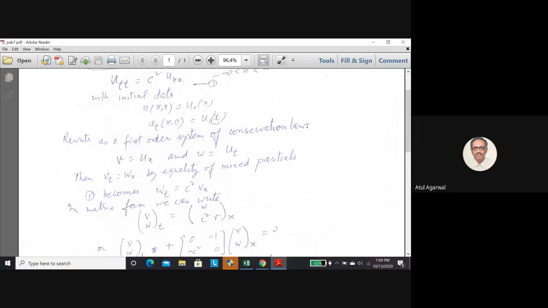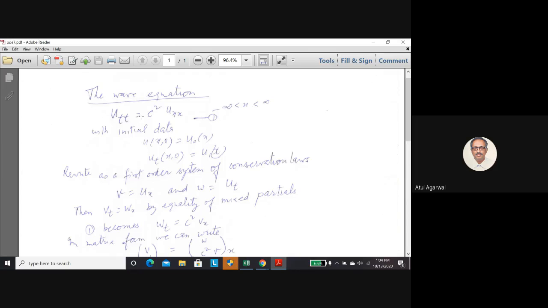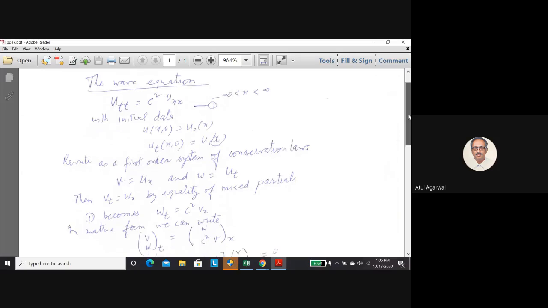So you can write this equation as a system of conservation laws, a first order system. You see, this is a second order system. Double derivatives are there. So previously, whatever machinery we built was for a set of equations having first order derivative. So we'll try to write these equations as a system of first order differential equations. So we define a variable v, which is the derivative of u with respect to x, and another variable w, the time derivative of u. So we have defined two new variables.